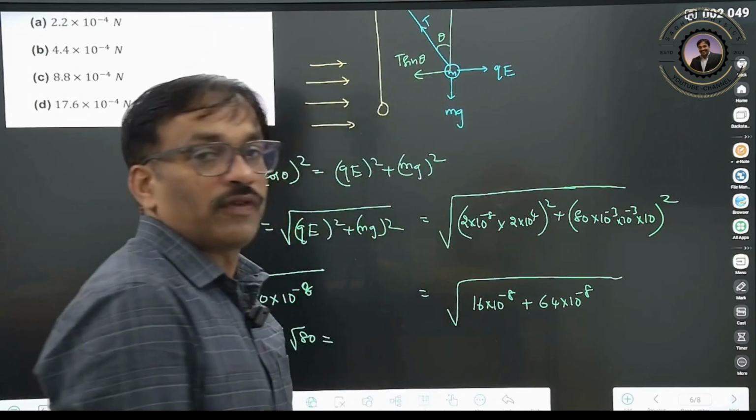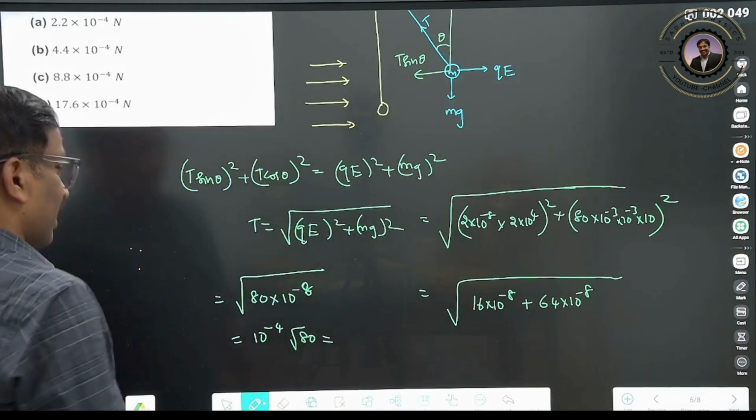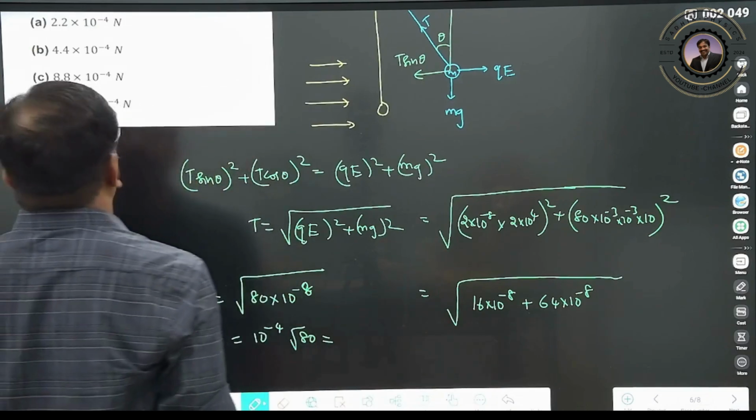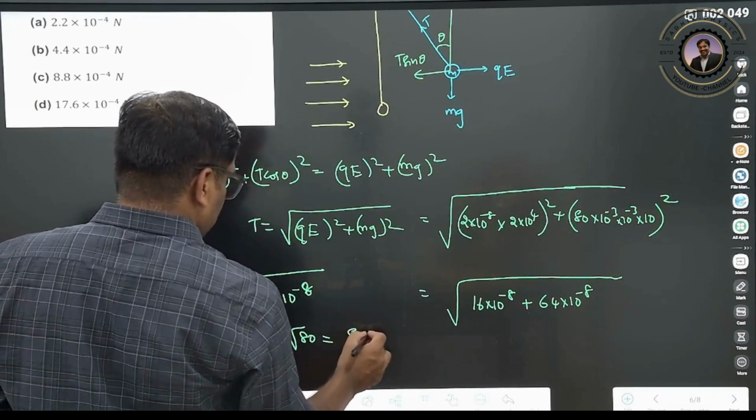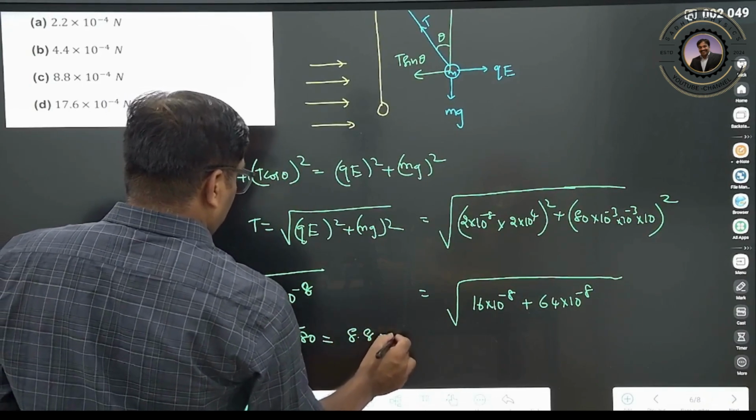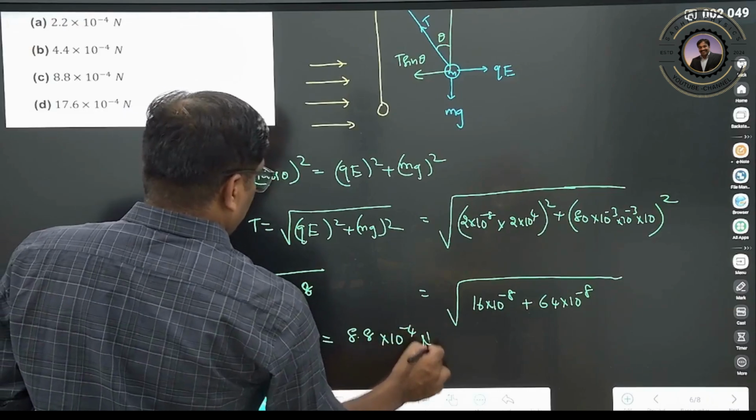8 8 is 64, 9 9 is 81. So nearly 8.9 something, you will get it now. Nearly 8.8 or something. 8 point something, 8.8 or 8.9 into 10 to the power of minus 4 newtons. Clear?